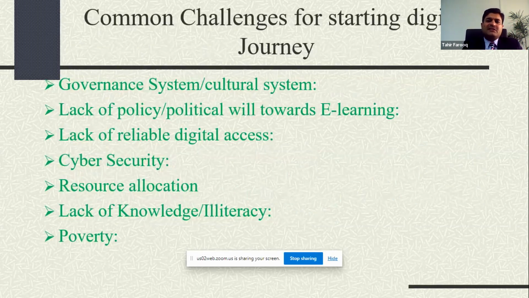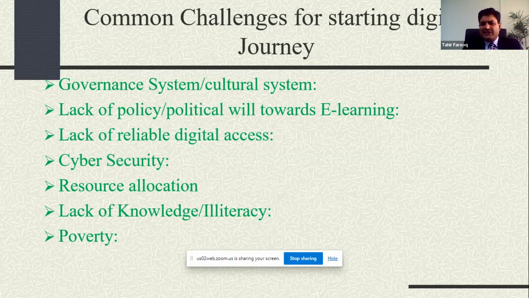On common challenges for starting the digital journey from Pakistan's perspective, I would like to talk about the governance system or cultural system. Because of the literacy ratio and the tribal and rural culture in Pakistan, it does not currently permit us to quickly switch over to or depend on a digitalized system. Similarly, lack of policy and political will towards e-learning is also a big challenge, because governments and political regimes are liable to be changed within a few days, without completing their required constitutional period. They are used to being switched from one party to the other. That's why, I personally feel, there is a lack of political will and proper driving force for implementation of an e-learning or digitalized system in the parliament.